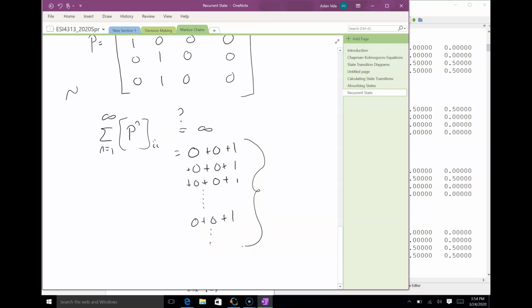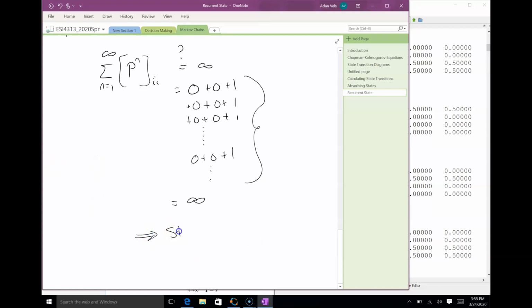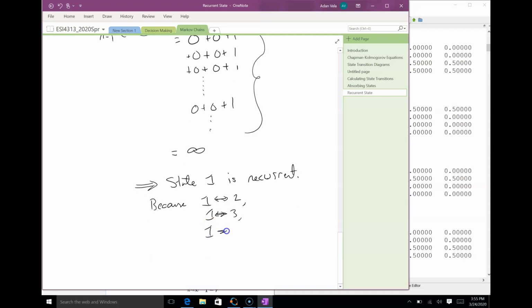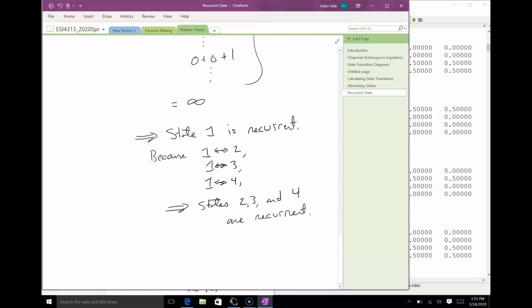So if we add 1 up infinitely many times, this is going to end up equaling infinity. So what this tells us is state 1 is recurrent. And because 1 communicates with 2, 1 communicates with 3, and 1 communicates with 4, this implies states 2, 3, and 4 are recurrent as well. All right, so that is how you would go about showing your work, using the method we defined earlier.